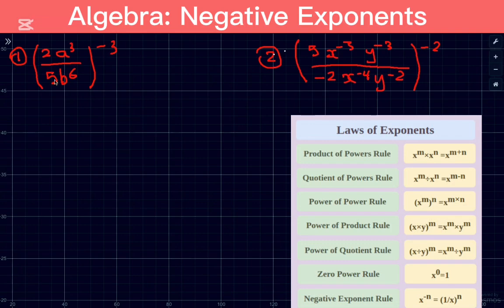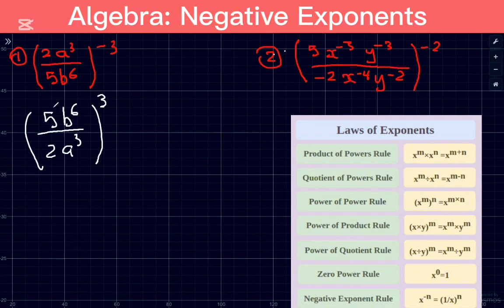So what does this do? It flips everything inside. So what this becomes is 5b to the 6 over 2a cubed, and this automatically becomes positive 3. So what the negative exponent does is flip what's inside the brackets. And here, now you just distribute the exponent inside.